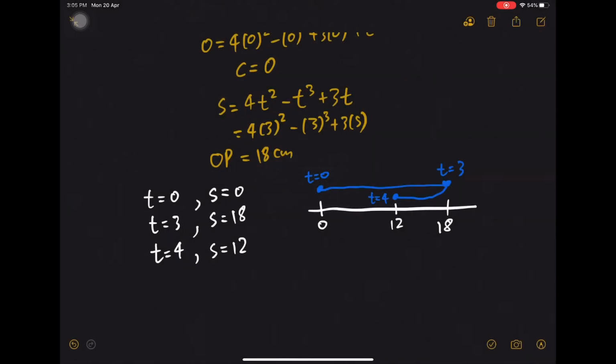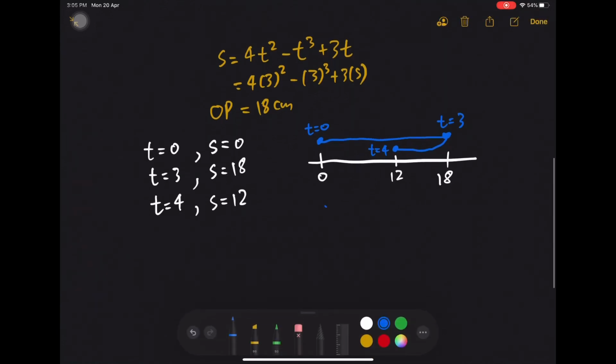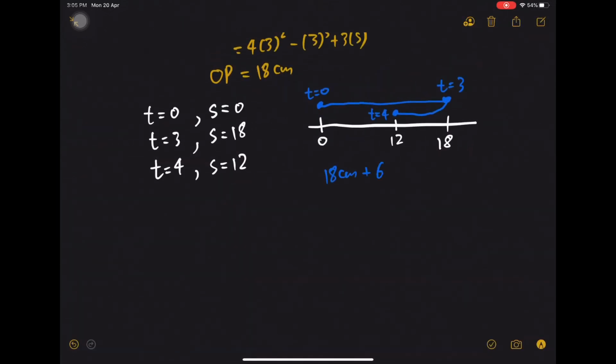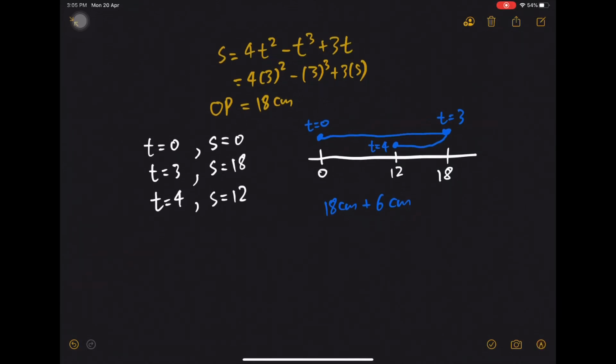Okay, so we're going to calculate the total distance traveled. You can see very clearly from here we have my 18 cm from 0 to 3 seconds, plus we're going to add 6 cm, because from 3 seconds to 4 seconds, it traveled back 6 cm. That will get me a total of 24 cm total distance traveled by the particle.